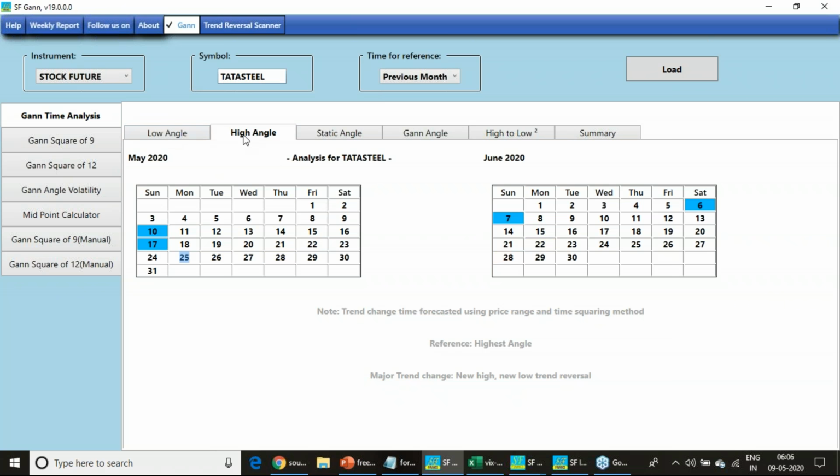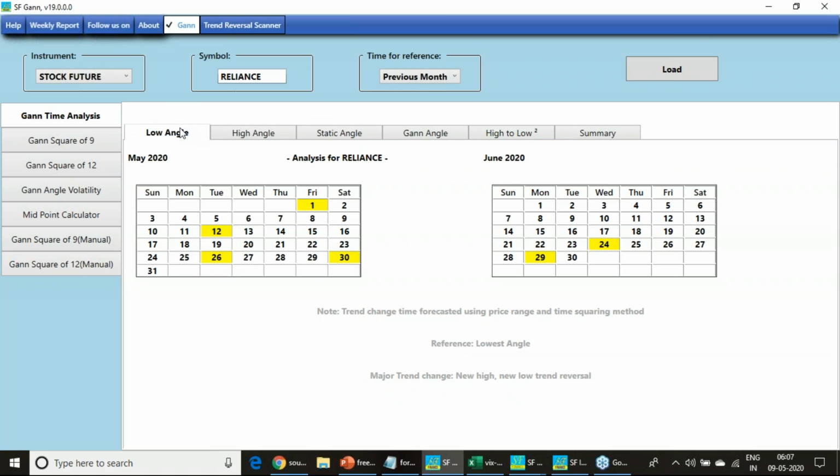No change from the Bank Nifty. Whatever the Bank Nifty has given, Tata Steel is giving similar kinds of things. Now Reliance has also given something very peculiar. So 22nd, 27th. As per this method, 12th is a trend reversal date, 26th is a trend reversal date, 30th is a trend reversal date, and 22nd and 27th are also trend reversal dates.